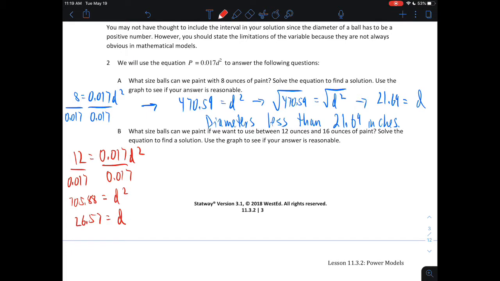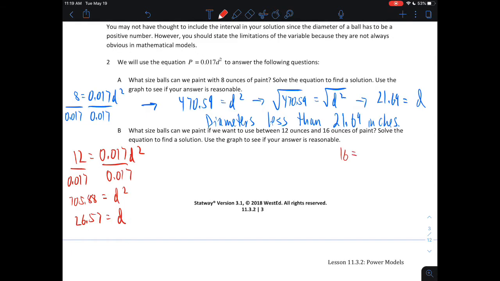And then let's do the same thing for 16. 16 equal to 0.017 d squared. First, I'm going to divide 16 divided by 0.017. And that leaves me with 941.18 equal to d squared. Now I need to take the square root of both sides. When I take the square root of d squared, that leaves me with d. And the square root of 941.18 is 30.68.